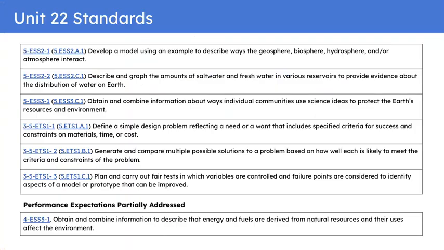This unit covers 3 5th grade Earth Science standards about Earth systems, the amount of salt and fresh water on Earth, and ways human communities use science to protect Earth's resources. 3 engineering standards are covered as students define, design, and test a solution to a problem based on human use of natural resources. 1 4th grade Earth Science standard is partially covered on how energy and fuels are derived from natural resources and how using them affects the environment.